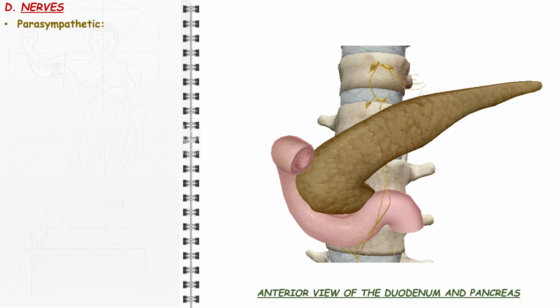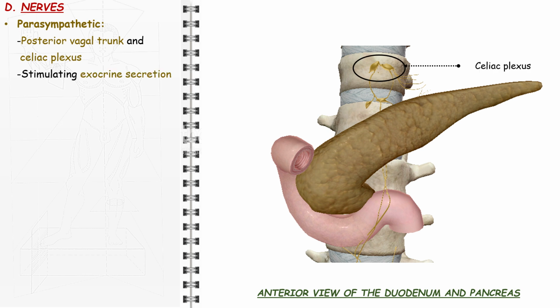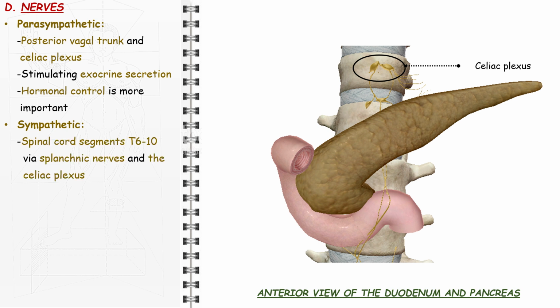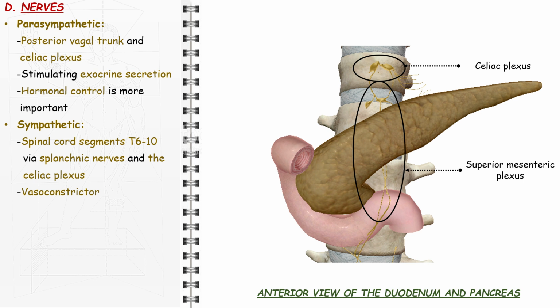Parasympathetic vagal fibers, which are capable of stimulating exocrine secretion, reach the gland mainly from the posterior vagal trunk and celiac plexus, but, as with the gallbladder, hormonal control is more important than the neural. Sympathetic vasoconstrictor impulses are derived from spinal cord segments T6 to 10 via splenic nerves and the celiac plexus, the postganglionic fibers running to the gland with its blood vessels. As with other viscera, pain fibers accompany the sympathetic supply, so that pancreatic pain may radiate in the distribution of thoracic dermatomes 6 to 10.